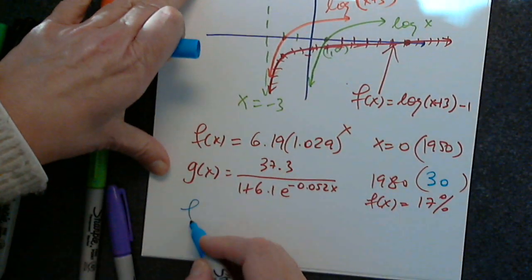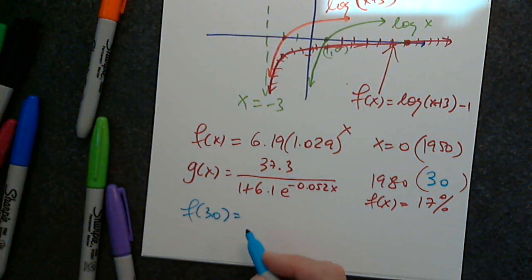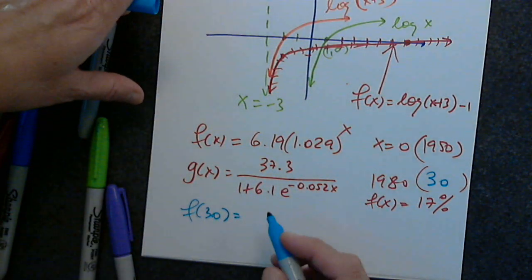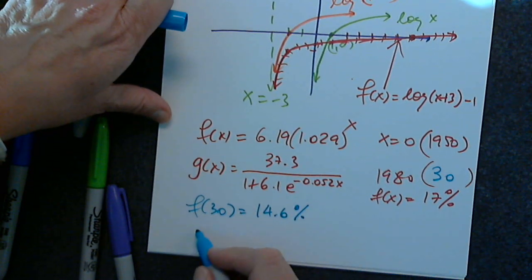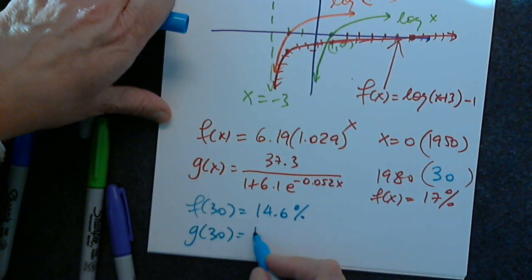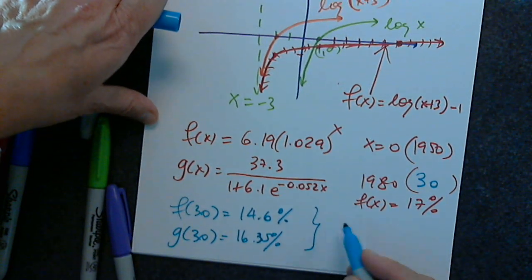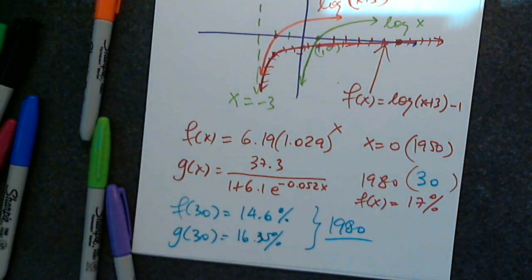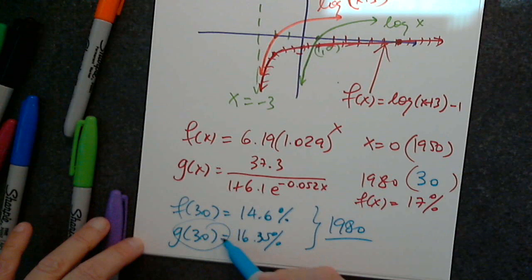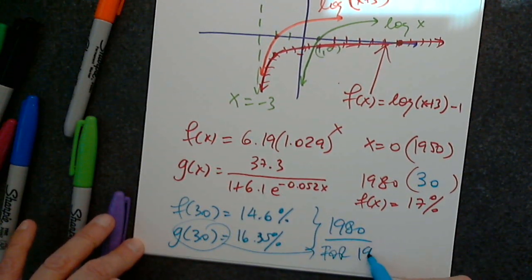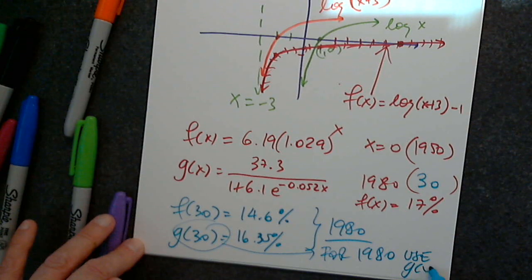So f of 30 was, I'm going to copy them, 14.6%. G of 30 is 16.35%. And which one of these two models will you choose for 1980? Remember, we haven't checked for the other models. But specifically for 1980, which one of these two will you choose? And you will say it's not perfect, but it's the closest. G, indeed. So I will say yes to G. For 1980, use G of x.